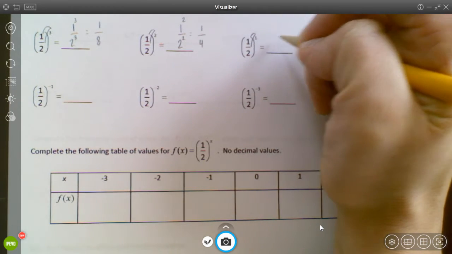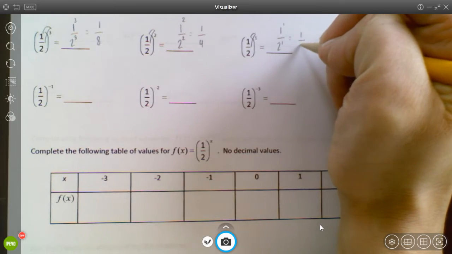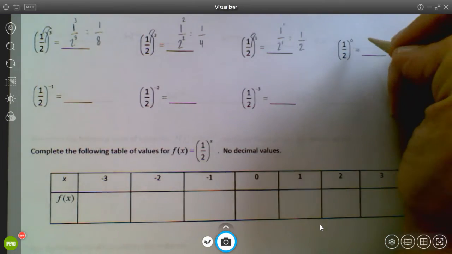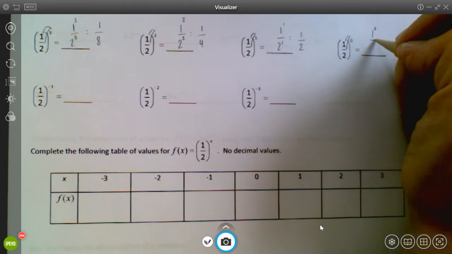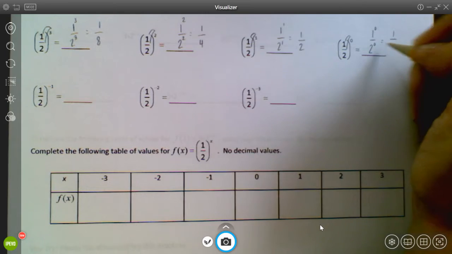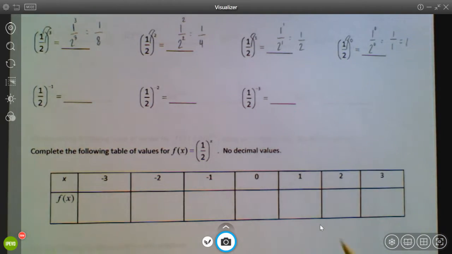Next one, 1/2 raised to the first, 1 to the first over 2 to the first, leaves me with a 1/2. And I can do the same thing with the 0 power over here. So 1 to the 0 over 2 to the 0. 1 to the 0 is 1, and guess what? 2 to the 0 is also 1. So 1 over 1 simplifies to 1.